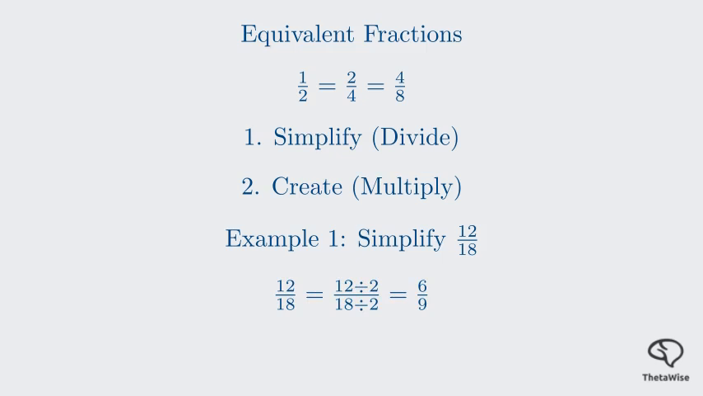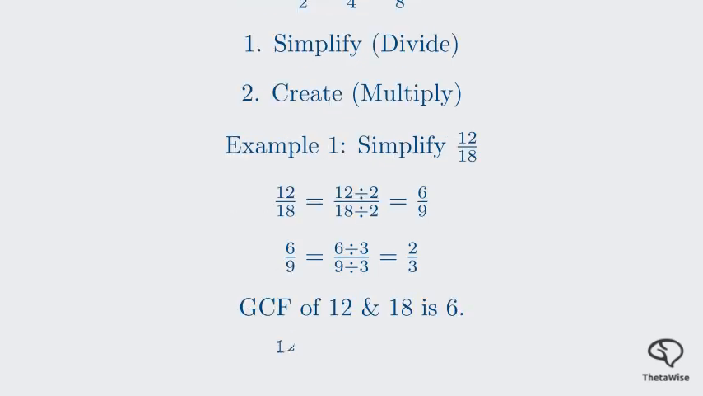But is 6/9 in its lowest terms? No, because 3 is a common factor of 6 and 9. Dividing both by 3 gives us 2/3. So 12/18 is equivalent to 2/3. A faster way is to find the greatest common factor, or GCF. The GCF of 12 and 18 is 6. Dividing both by 6 directly gives us 2/3.